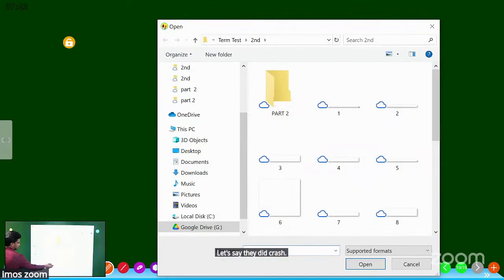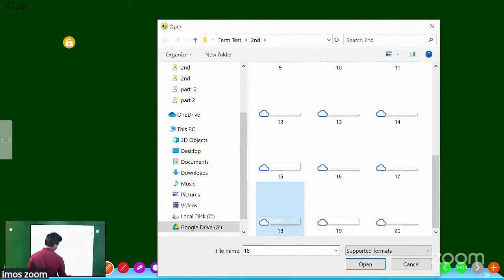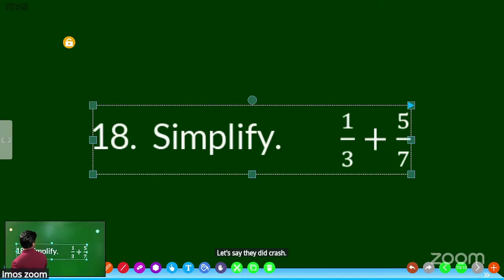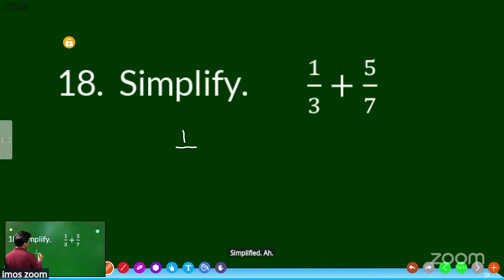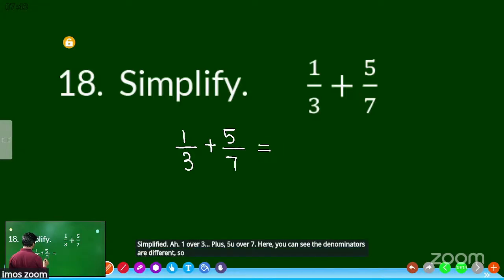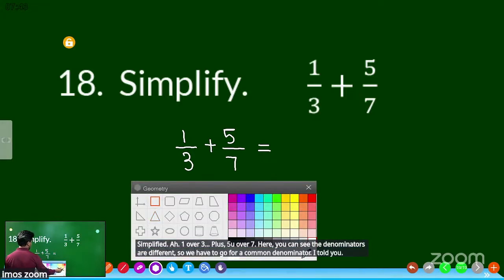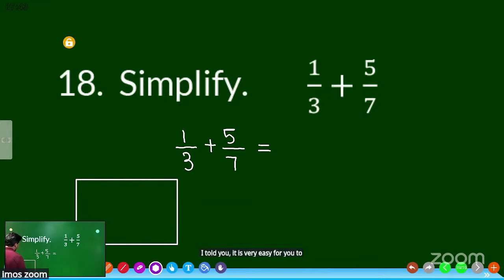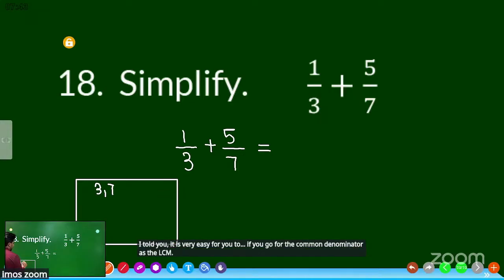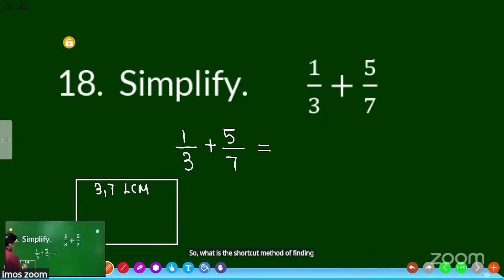Let's see the 18th question. Simplify 1 over 3 plus 5 over 7. Here you can see the denominators are different, so we have to go for a common denominator. I told you it is very easy if you go for the LCM as the common denominator. So what is the shortcut method of finding LCM, least common multiple?